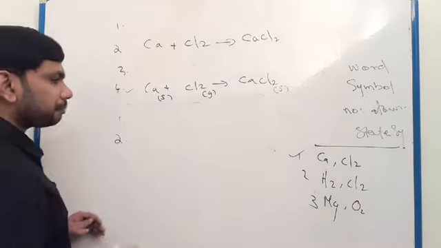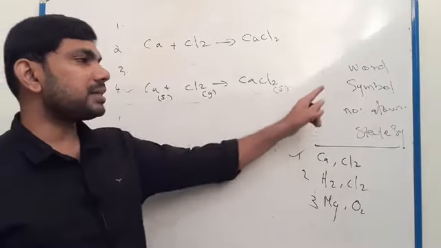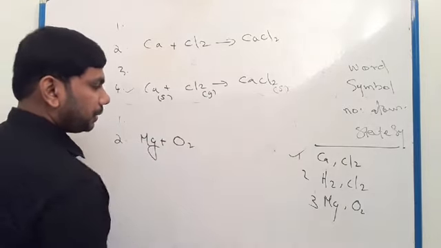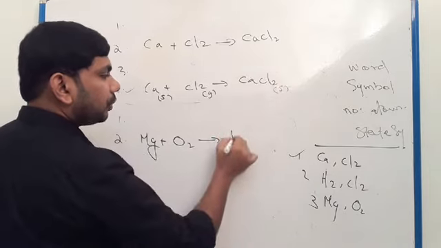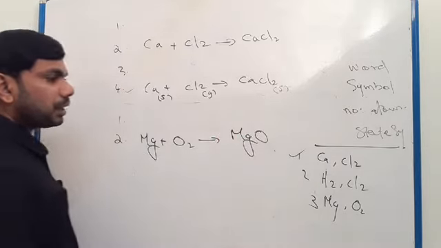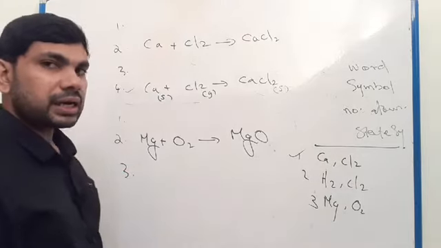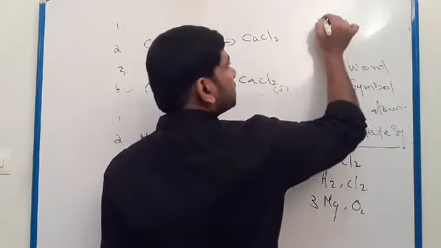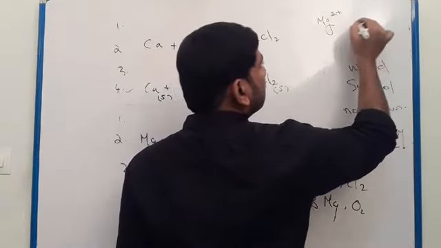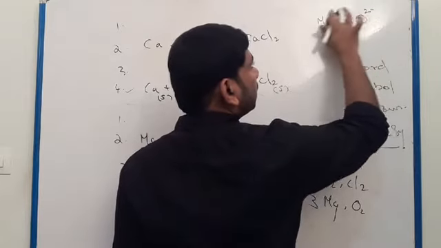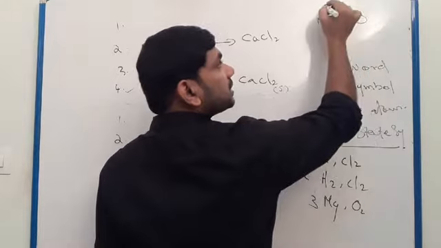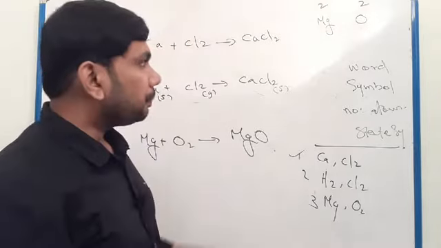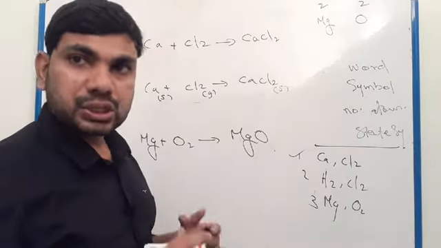Okay, second step, here we have to write the symbol equation. Magnesium plus oxygen, oxygen is diatomic. Use valency to get the formula for magnesium oxide, MgO. The valency of magnesium is 2 plus and oxygen is 2 minus, or you can say the valency of magnesium is 2, valency of oxygen is 2. Both valencies are 2.